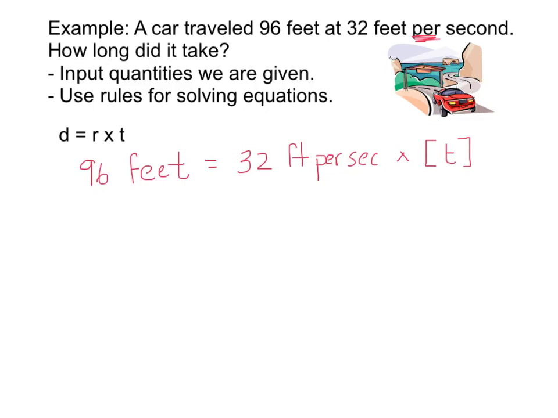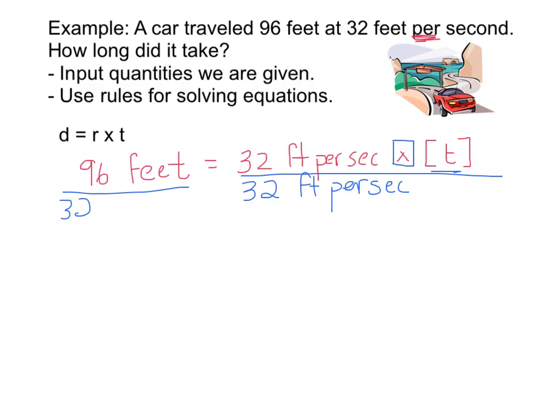So to get rid of the 32 feet per second, because I want to have the t, or time, alone on one side of the equation, I'm going to use an inverse relationship. These are being multiplied, so I am going to divide by 32 feet per second. Using my golden rule, I must do to one side what I do to the other.